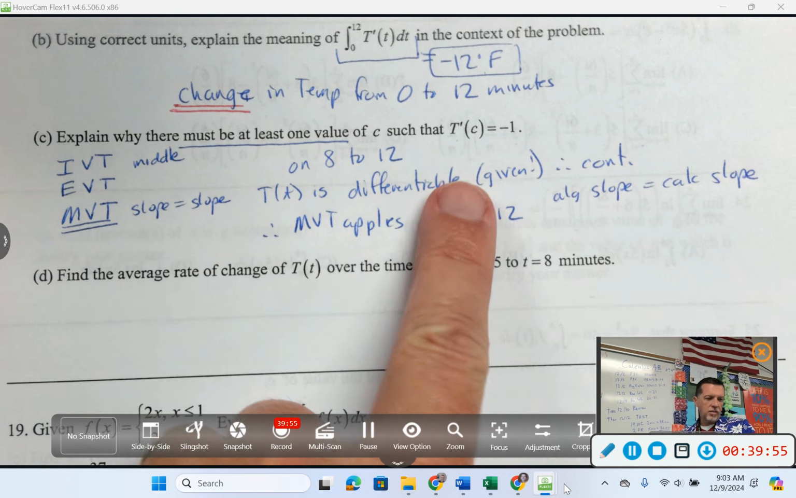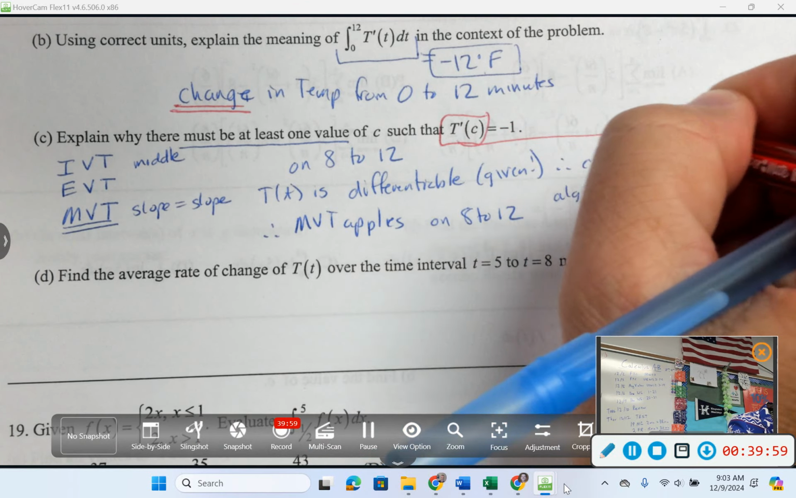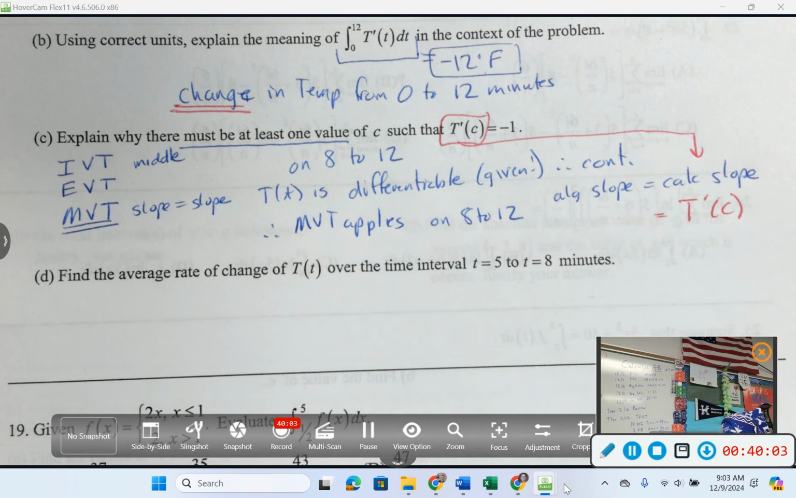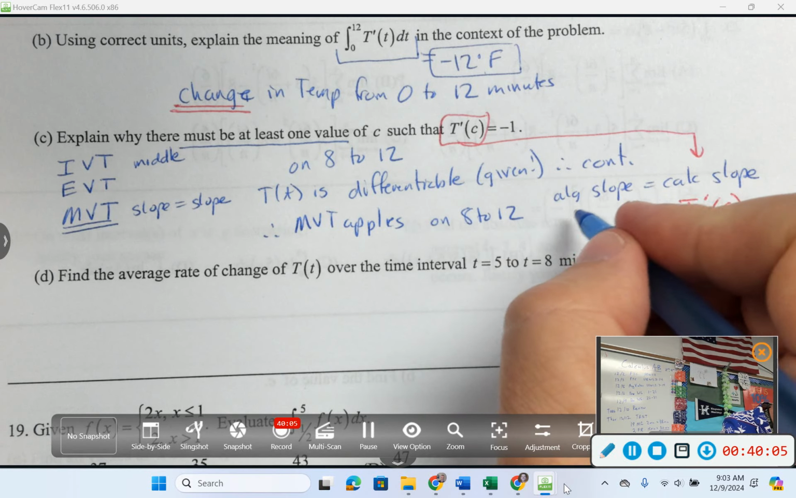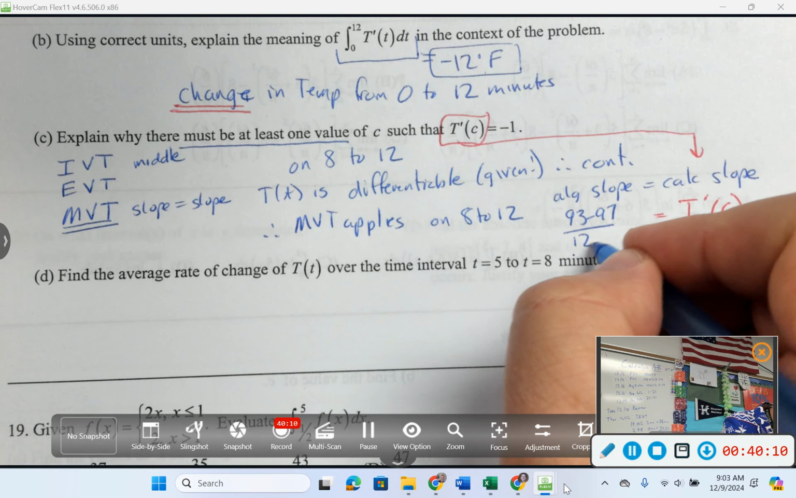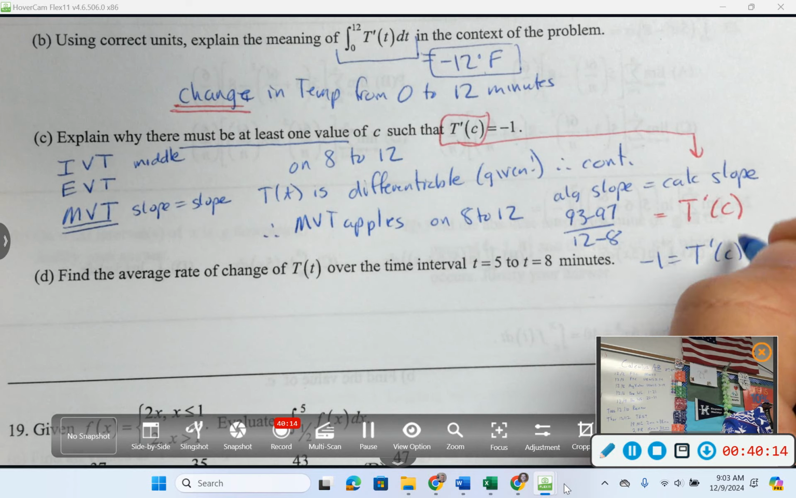The calculus slope, that's T prime of C. So that's what we're aiming for. The algebra slope, 93 minus 97 over 12 minus 8 is negative 1.